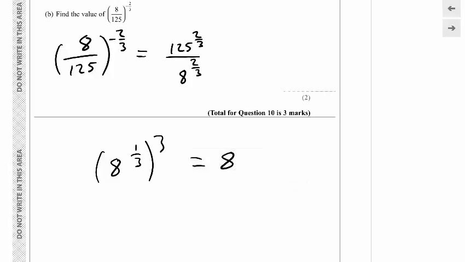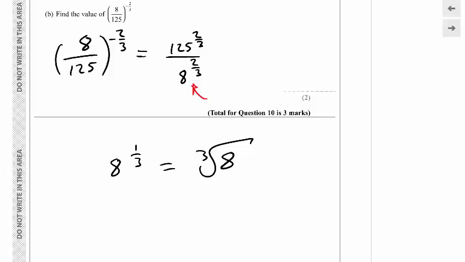Okay, I don't want 8 to the power of a third all cubed. I just want 8 to the power of a third. So to get rid of this cube, I just cube root. So this is equal to the cube root of 8. But you're probably saying, hang on a minute, I haven't got 8 to the power of a third, I've got 8 to the power of 2/3.